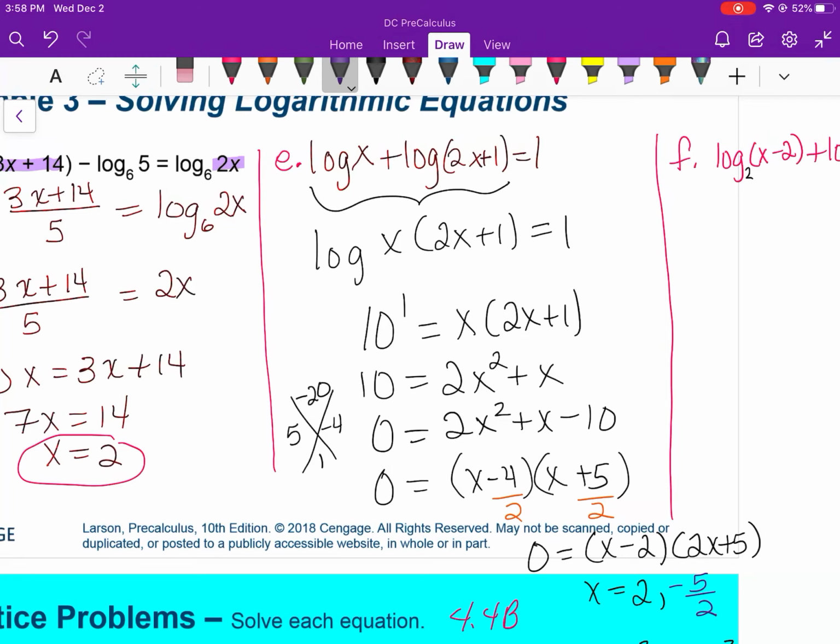I need to make sure that this is positive and this stays positive when I plug in either x value. It's good for the 2, but the negative 5 halves will not work. I cannot take the log of a negative number, so I toss that one out.